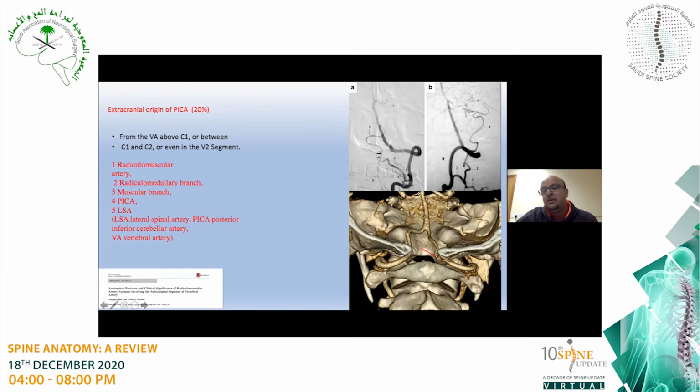There is another example here, an angio. This is the vertical segment of V3. It gives off a muscular branch and the radiculomedullary branch, and it continues as PICA. So again, coagulating this artery or considering it as a muscular branch can end up with a posterior fossa stroke.